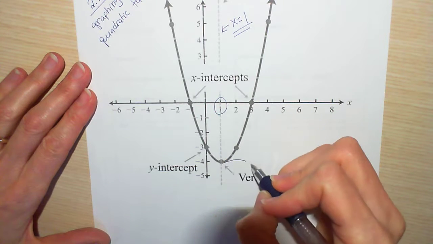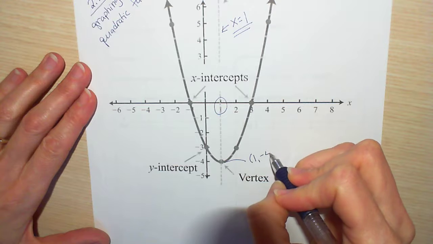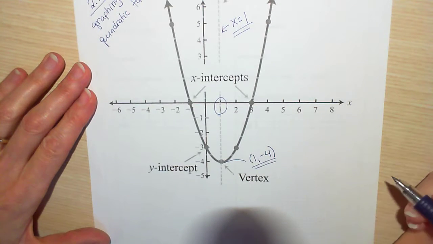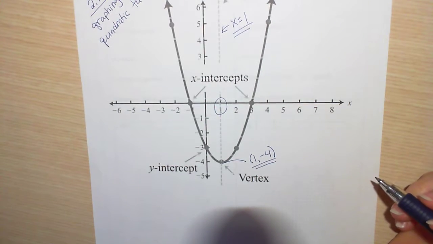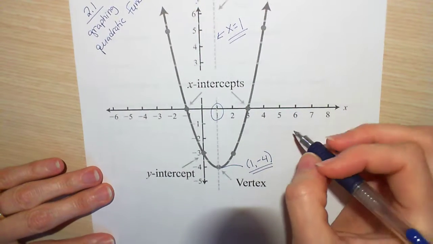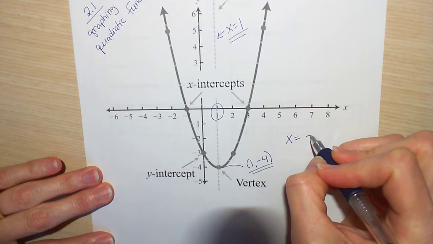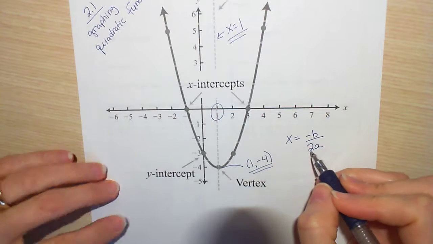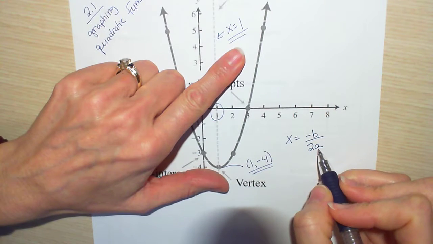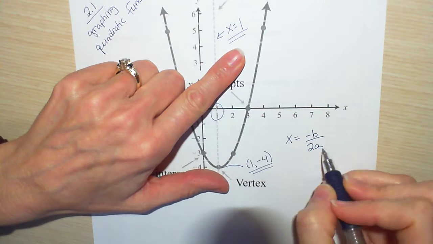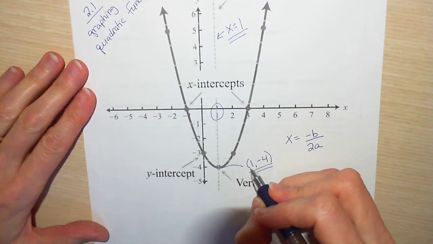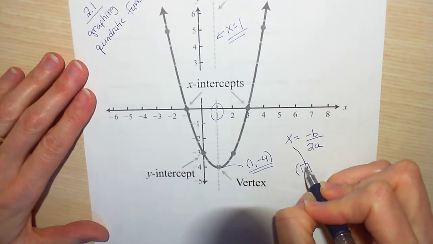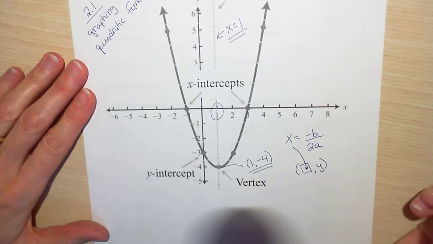In this case, it is 1, -4. So when you're identifying the vertex, you're always going to be using a coordinate point. The equation you use to find both of these is x equals -b over 2a. So this gives you your axis of symmetry, x equals, and it gives you the first part of your vertex. So it gives you that x in your vertex.